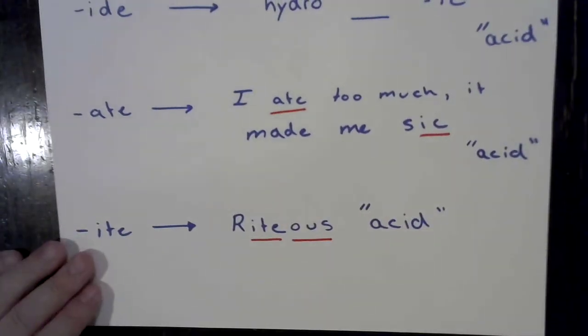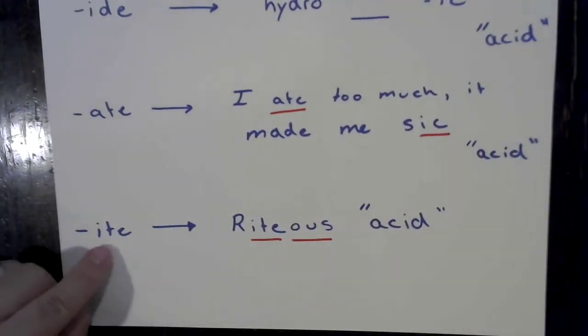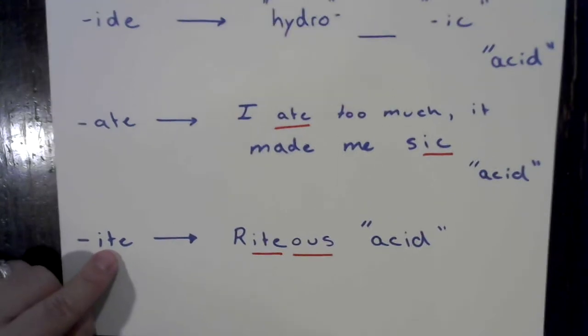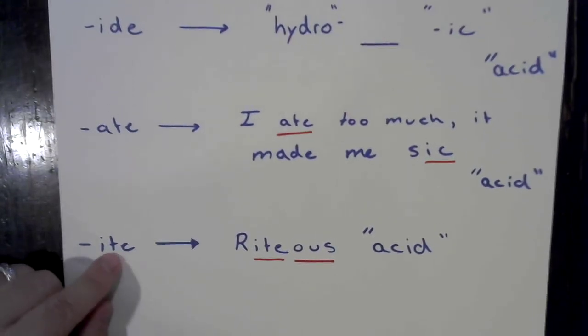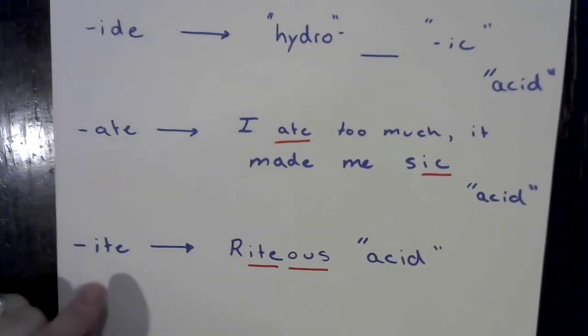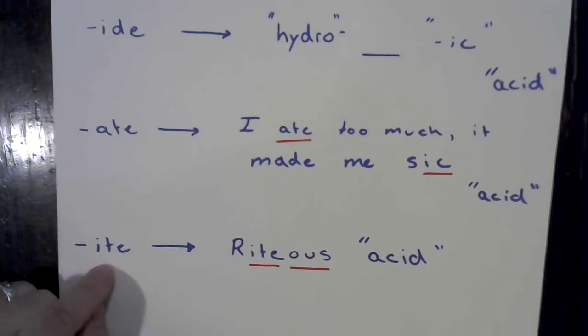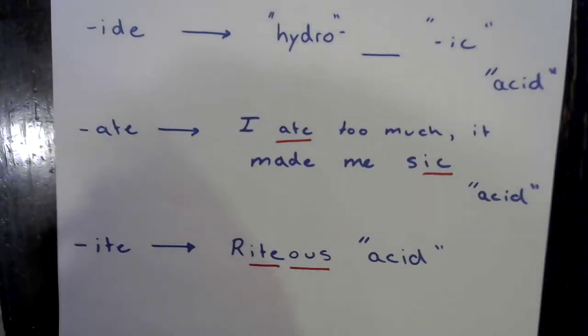So here's the third way. Remember, we have certain ions that if they have fewer oxygens than the ATE version, then we give them the ITE ending. And I think I did something on one of those separate videos about the chlorate series.